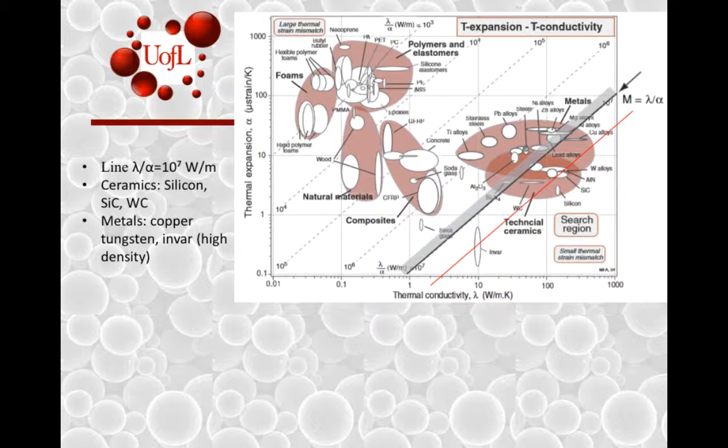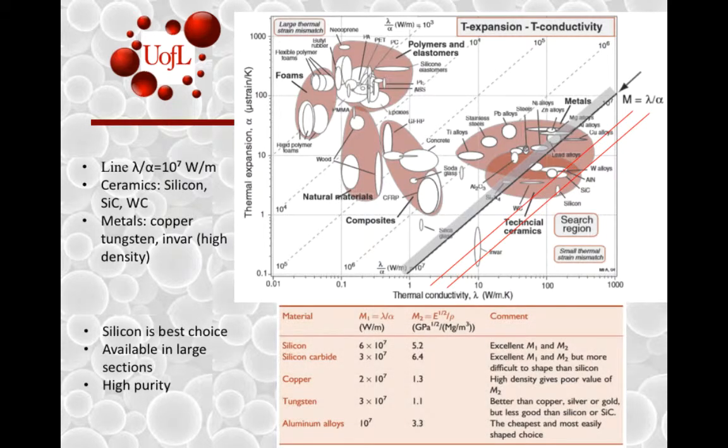If we move our line here, we can see that the silicon carbide and the INVAR have similar properties when it comes to our first material index, but silicon down here is the best on our graph. That means that silicon will be our best choice. It is available in large sections and it has high purity. Our silicon carbide is a good second choice, but it is more difficult to shape than silicon.